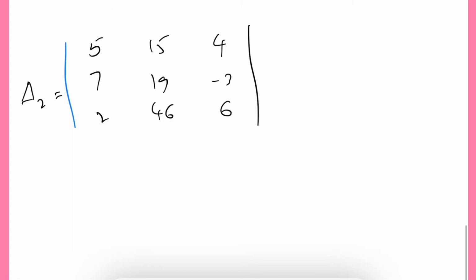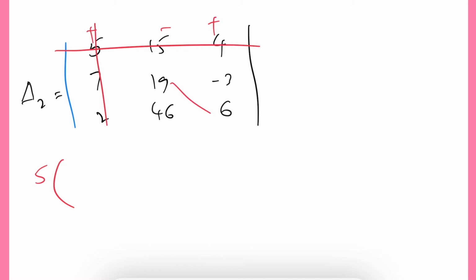Let us find out the determinant for this also, the same again. This will be plus, this will be minus, this will be plus. So 5 times, if we remove the row and column, 19 times 6.